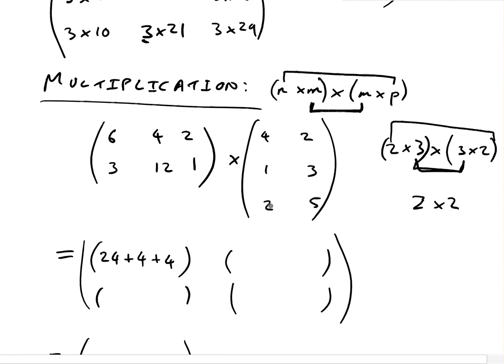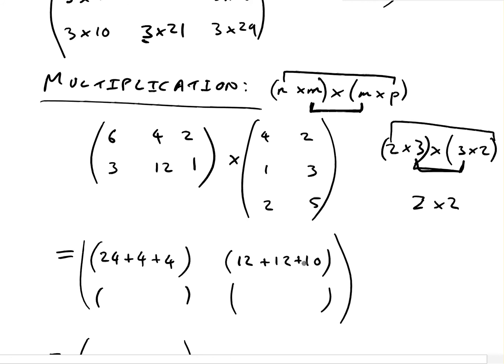Okay. Now I'm going to look at what's going to go in here. Well, this is the first row, second column. So I'm going to be looking at the first row of this matrix and the second column of this matrix. And I just do exactly the same thing. I'm going to multiply the corresponding elements together. So it's going to be 6 times 2, 4 times 3, and 2 times 5. And I'm going to add them all together.